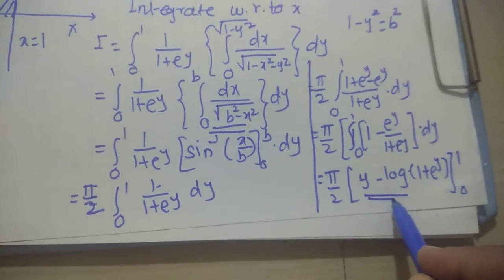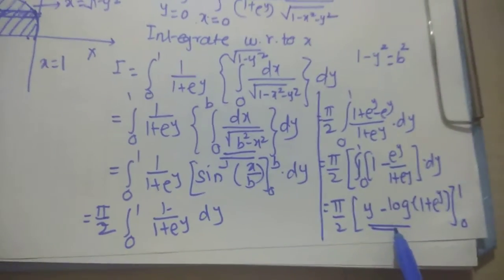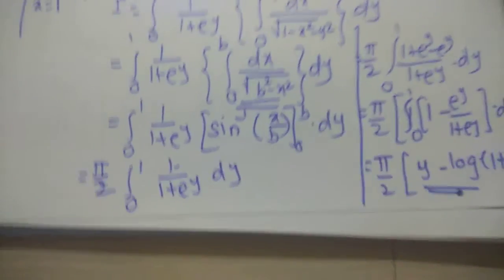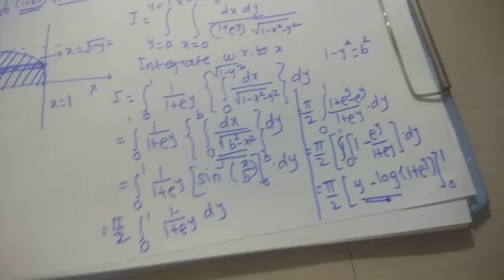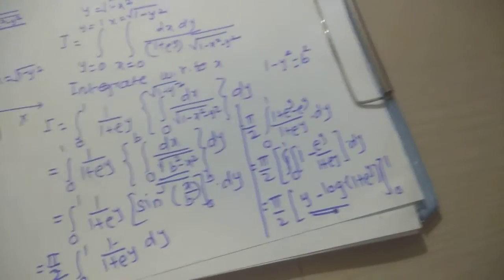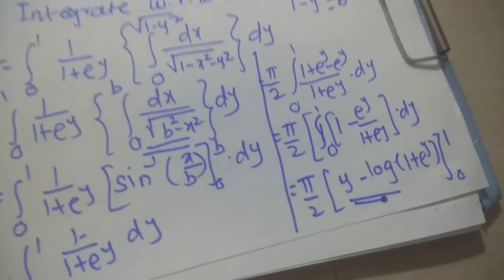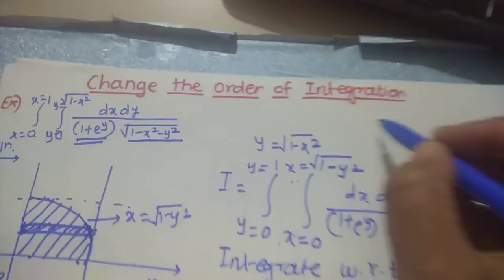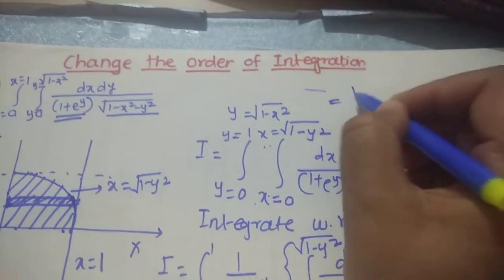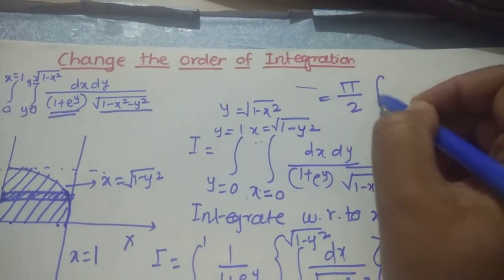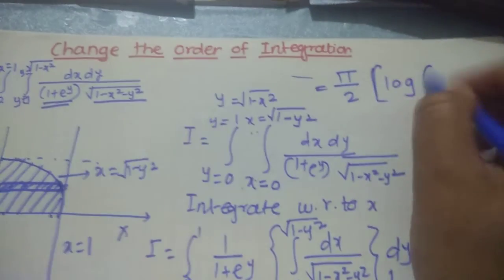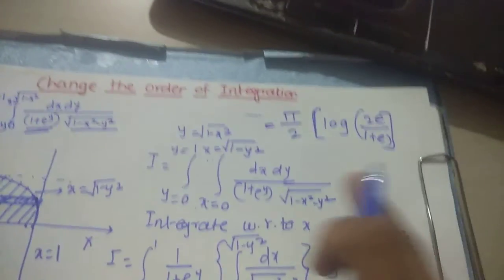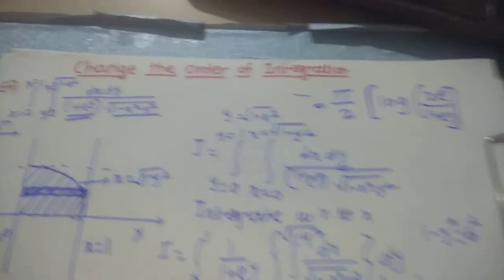And finally, by putting the values you will get the answer. The final answer of this example is pi by 2 in brackets log of 2e upon 1 plus e. Final answer is pi by 2 into log of 2e upon 1 plus e.